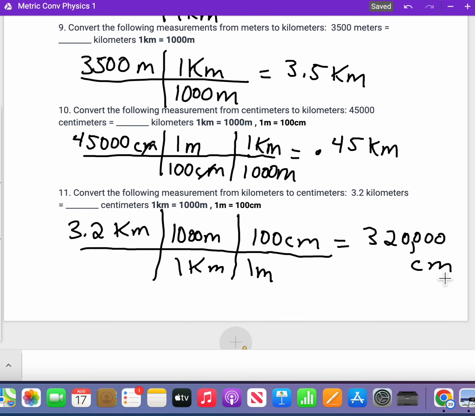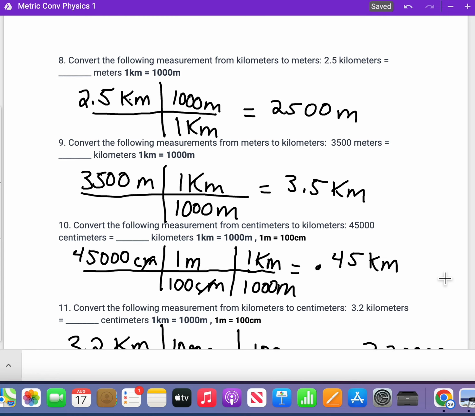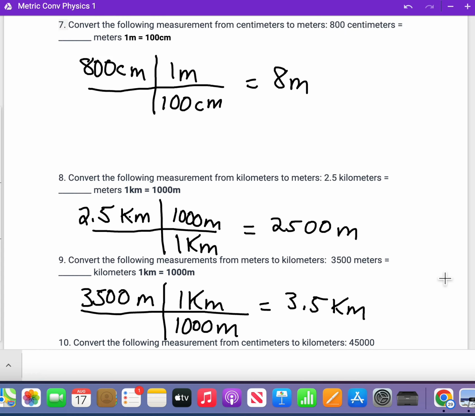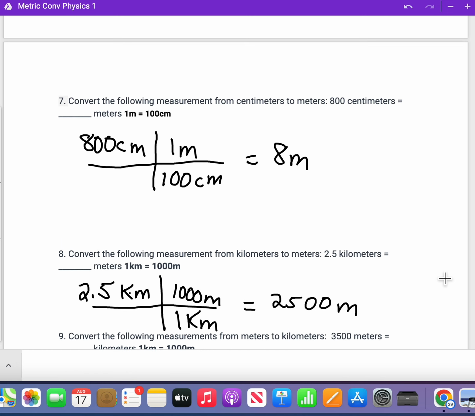Okay, those are some basic metric conversions that you'll have to be able to do in this class. If you know how to do it by just moving the decimal, you can surely do it that way, but this is a way to learn the very, very basics of dimensional analysis. That's it.